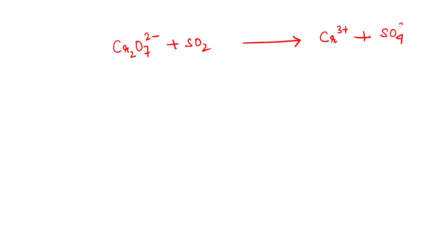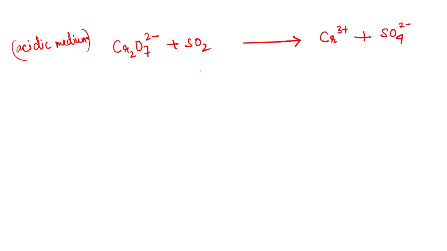Showing this example once again to you. The example was Cr2O7 2 negative plus SO2, this is changing to Cr3 positive plus SO4 2 negative, and the reaction is occurring in acidic medium.